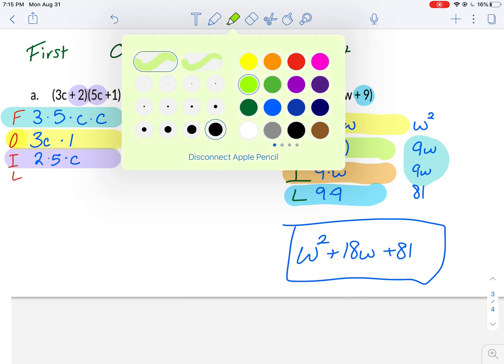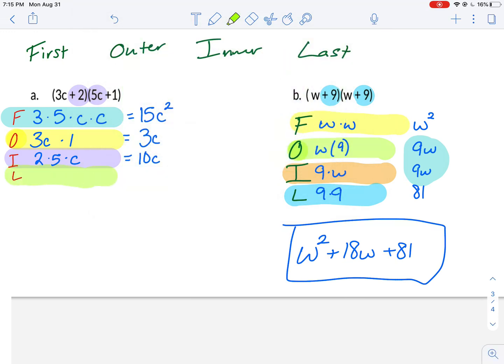And then we've got our last. So we've got to multiply the last term in each polynomial. So the last term here is a 2, and then the last term in these parentheses is a 1. So 2 times 1, which is just 2.